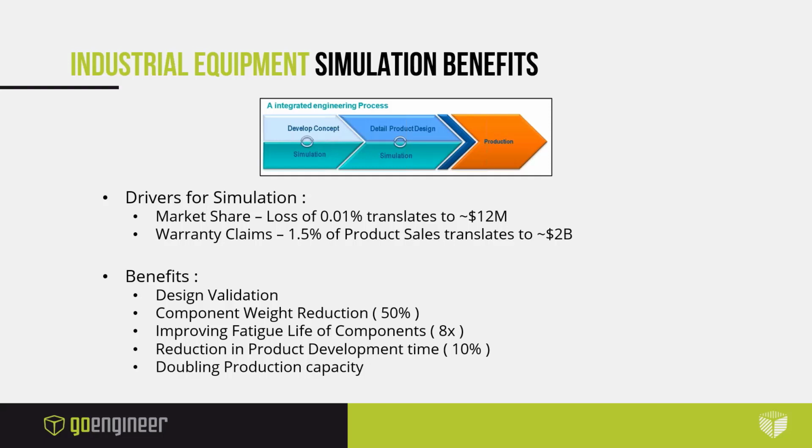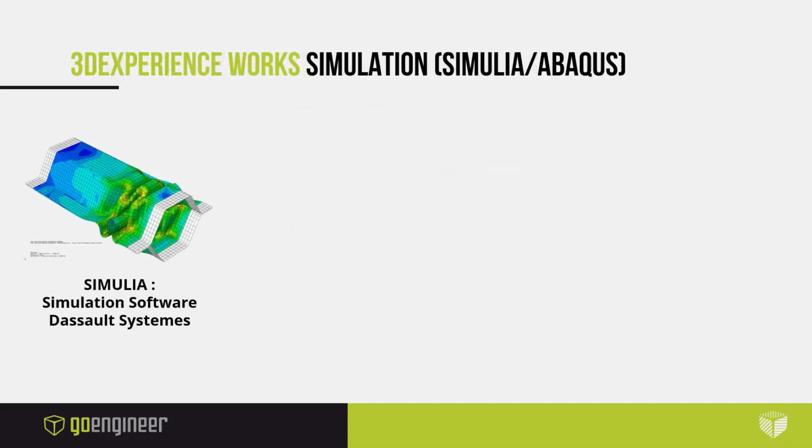Besides that, there are also benefits on the production end, because you're reducing the product development time, and you're able to take advantage of that by increasing production capacity and product throughput. So these are some of the reasons why simulation is popular, and specifically why our simulation tools are very popular. We are going to focus today on the simulation portfolio from Dassault that's implemented on the 3DEXPERIENCE platform.